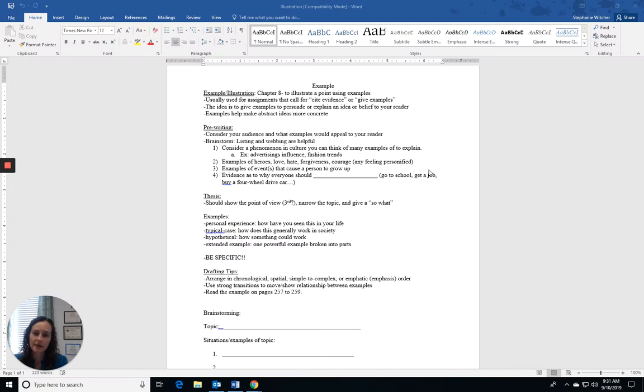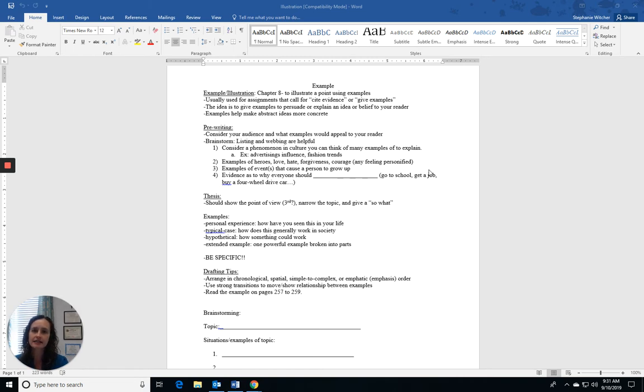Let's talk about your next paper, which is example. This comes from chapter 8 in the textbook, in your Back to the Lake book. So make sure that you read through that chapter. I'm going to hit on a few of the key ideas from that chapter, but you need to go back and make sure that you read through that chapter before you start writing.